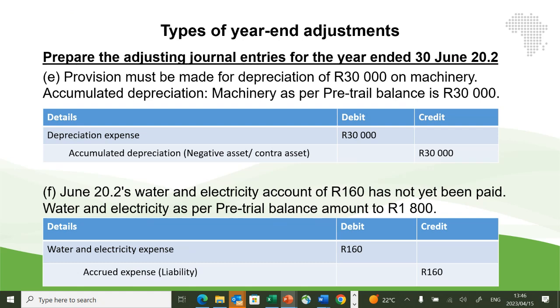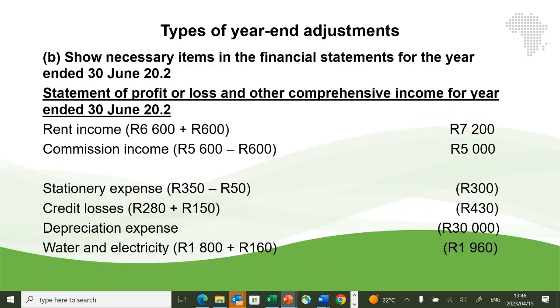And B, the last part of it, you are required to show the necessary items in the financial statement for the year ended 30 June. So we prepare the statement of profit or loss and other comprehensive income. You will remember that on this statement, we only record what? Income and expenses. And your losses will be part of this. So rent income, you were told that the rent income that was received was how much?